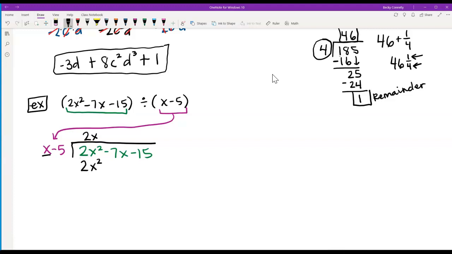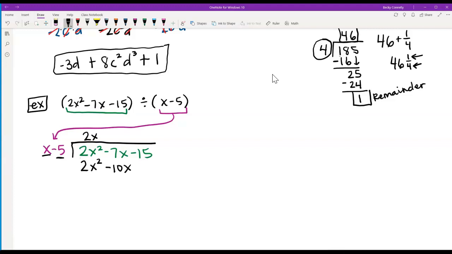Okay, but that's not all, because we didn't have just one thing to multiply by. We have a binomial, so we also have to take our 2x and multiply it by our negative 5 and put it under that negative 7x. So 2x times negative 5 is negative 10x.